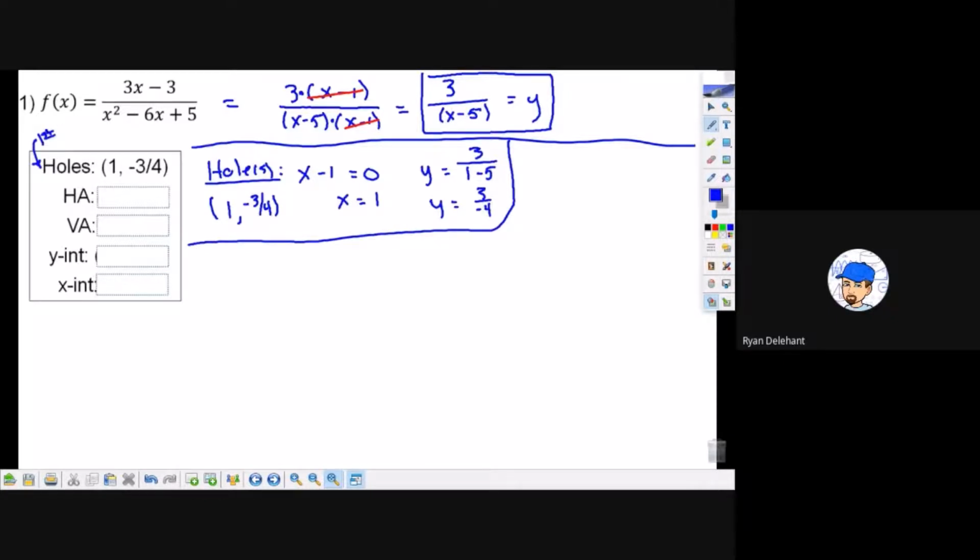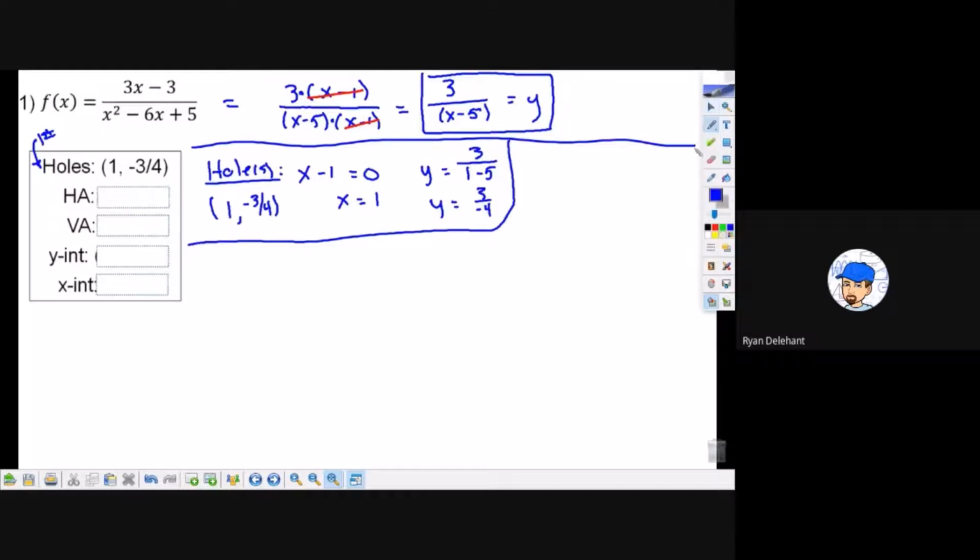Do you always have to have a hole in your rational function? No. You could factor these things and nothing could cancel out. If nothing cancels out, then the answer for holes, if you're asked for it, is none. The only time we have a hole is when we see something cancel out, like we did with this x minus 1.